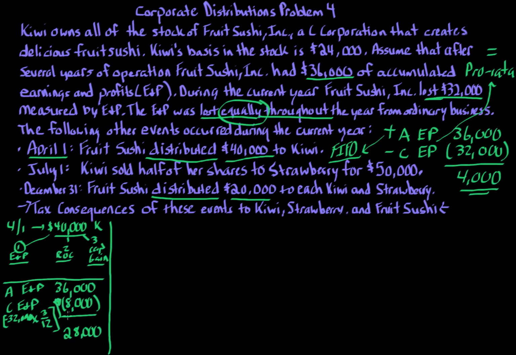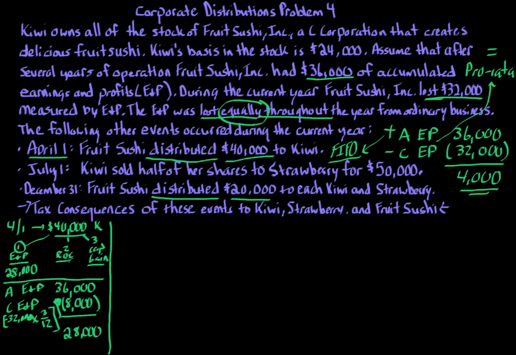Again, that's negative 32,000 for the total year, times 3 months out of 12 months, because January, February, March, since we're on April 1st. So we have 28,000 of EMP. That means the first 28,000 is going to be considered a dividend because it's to the extent of EMP.